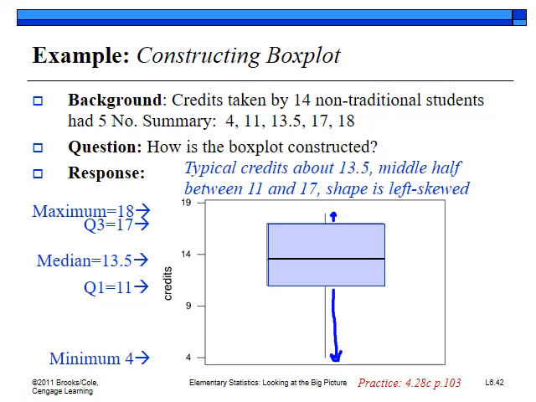By looking at this, we can see that the most common values are the ones between Q1 and Q3. So typically we're looking at credits around the median, 13.5. And we can see that the distribution is skewed to the left because of the long whisker to the left or to the low side.